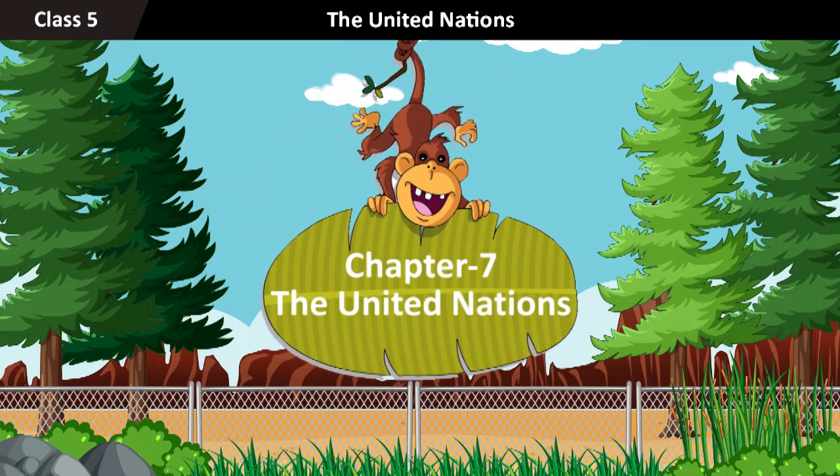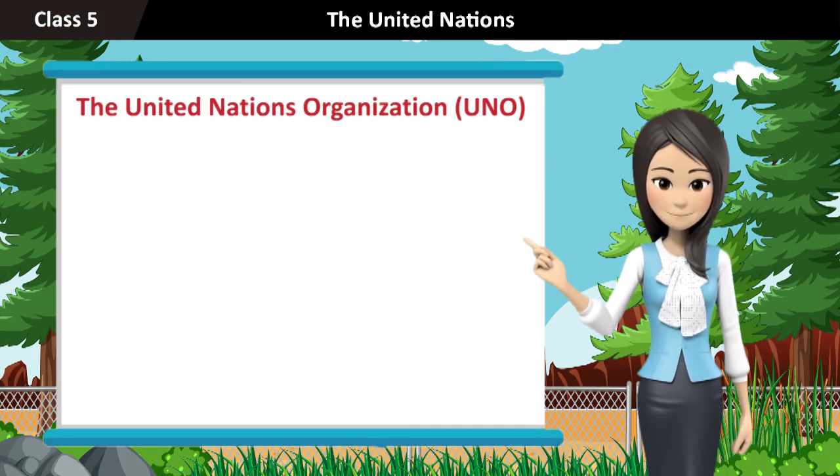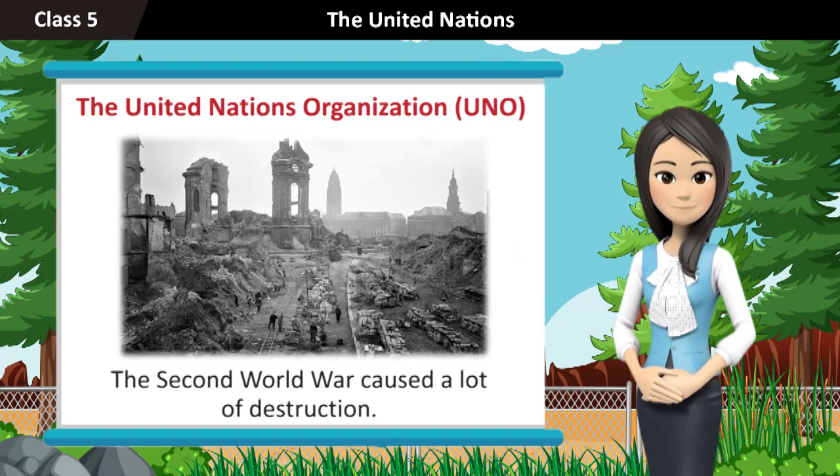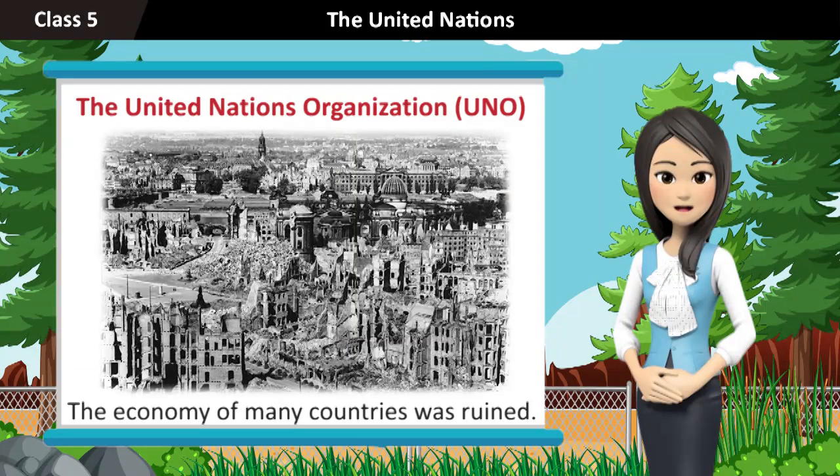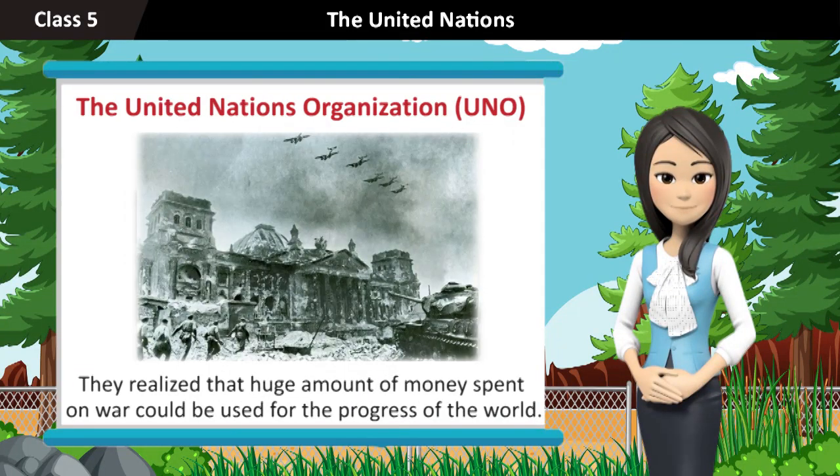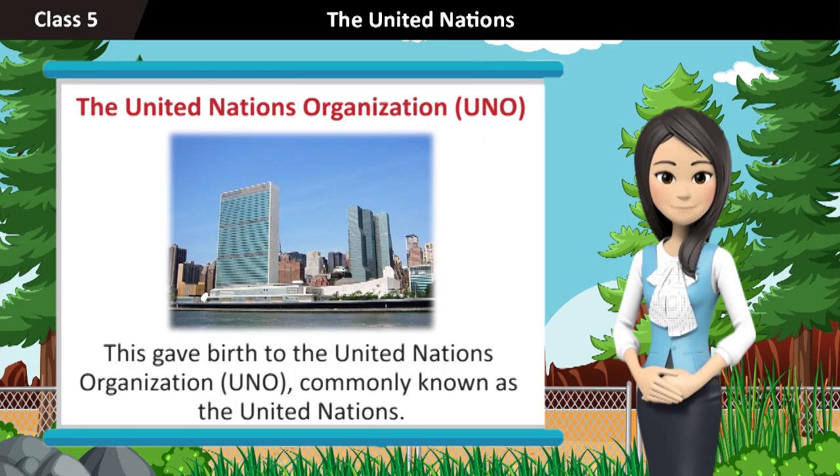Chapter 7. The United Nations. The United Nations Organization, UNO. The Second World War caused a lot of destruction. The economy of many countries was ruined. They realized that the huge amount of money spent on war could be used for the progress of the world. This gave birth to the United Nations Organization, UNO, commonly known as the United Nations.